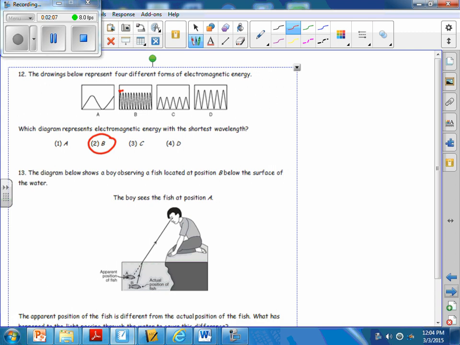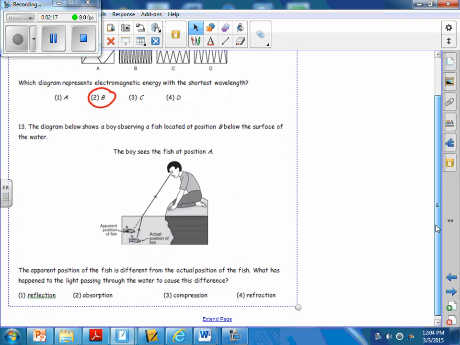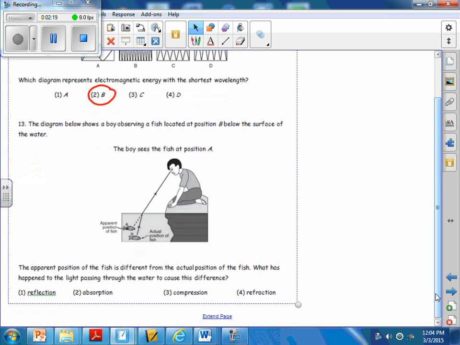The boy is observing a fish located at position B below the surface of the water. He sees the fish at position A, but it's actually at B. So why does this phenomenon happen? The apparent position of the fish is different from the actual position of the fish.